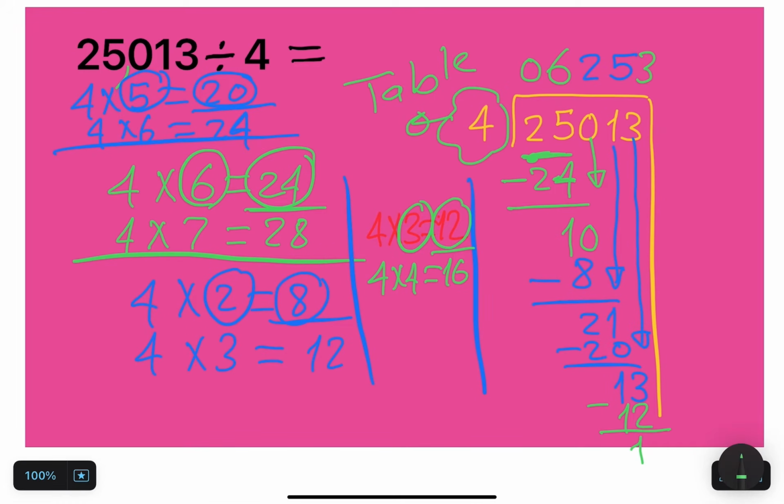Stop. We have 1 and stop. 1 is the remainder, and 6,253 is the quotient. Then the answer is 6,253 remainder 1.